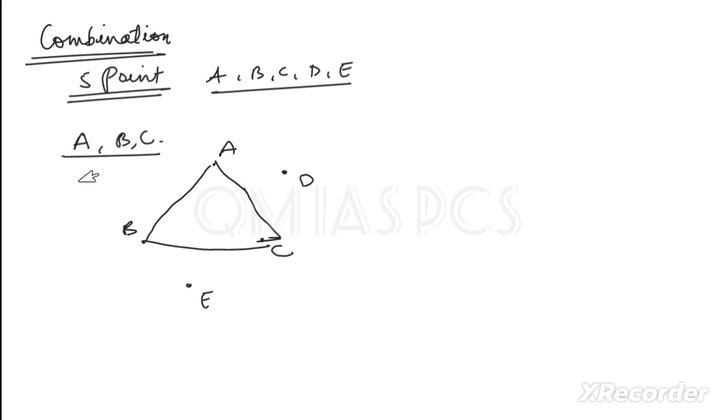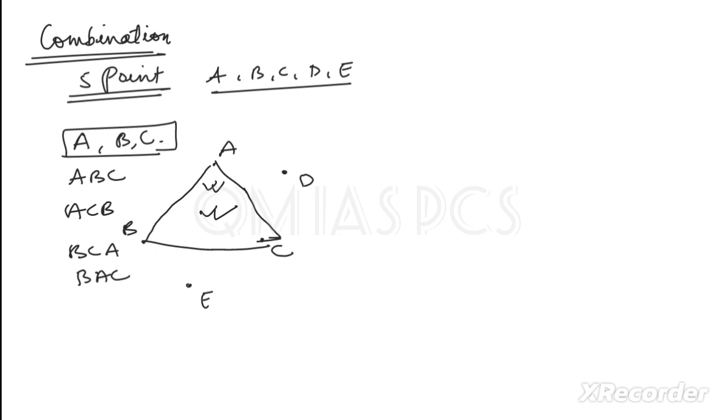You can write ABC, or ACB, or BCA or BAC, whatever triangle form you write with the help of these 3 points, the triangle will be the same. That is triangle ABC. That means if we are changing the order, it is not changing the result. The triangle is the same.